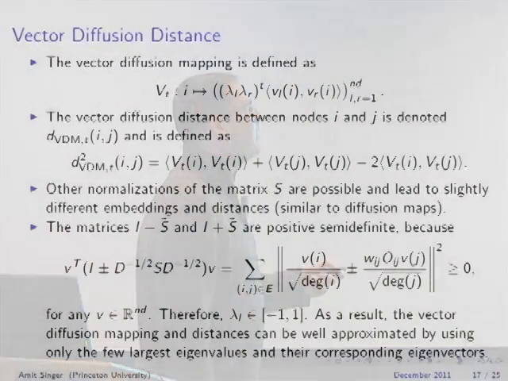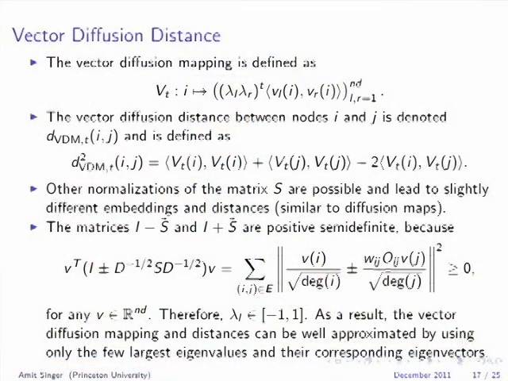So that's the vector diffusion mapping, but now that I showed that it's actually an inner product in a Hilbert space, it means that you can easily define distances. We defined the squared vector diffusion distance as the inner product of the vector diffusion map at node i with itself, plus j with itself, minus 2 times the inner product of i and j. So now we have distances between nodes that actually take into account all the consistency between the transformations.